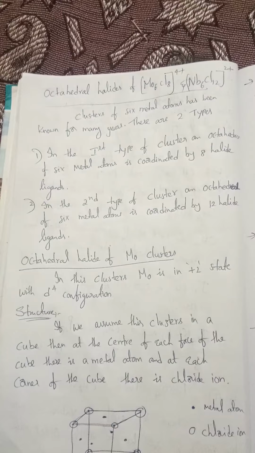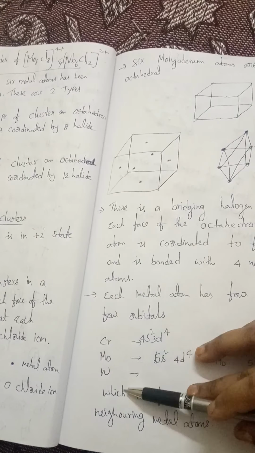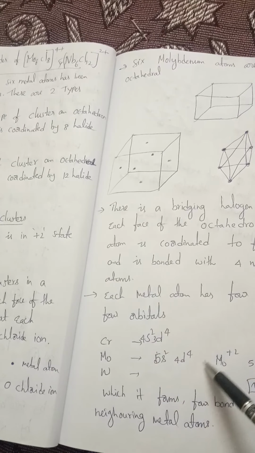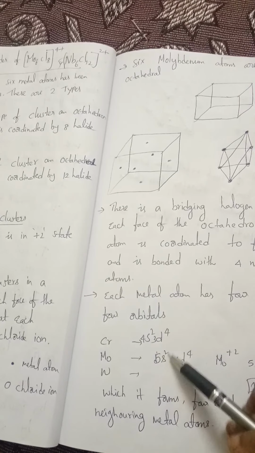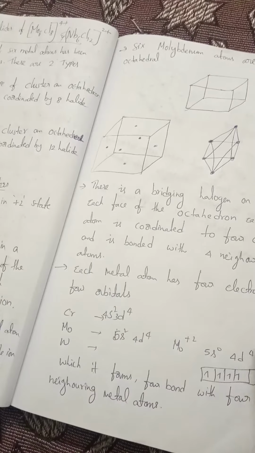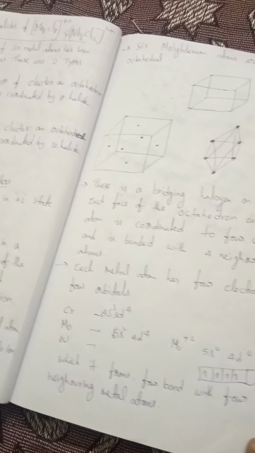The molybdenum is in the series chromium, molybdenum and tungsten, where the configuration is ns1 (4s1 3d5 for chromium), here 5s2 4d4. For the +2 configuration, we remove 2 electrons from 5s, and we have a 4d4 configuration. A 4d4 configuration means 4 electrons in the valence shell. So again we discuss the structure.